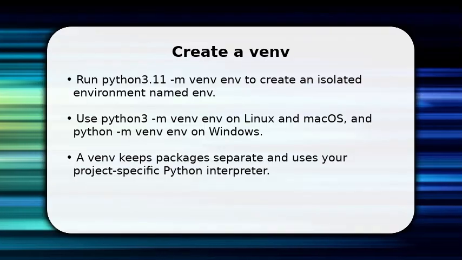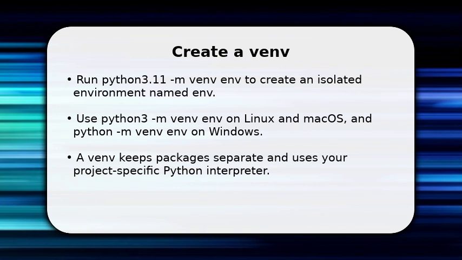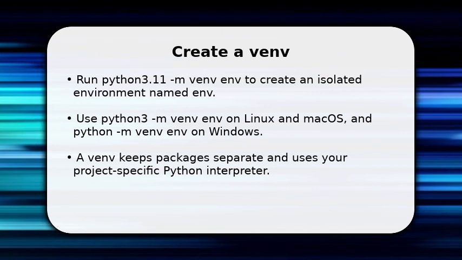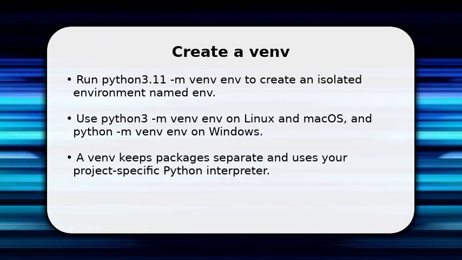Start by creating a virtual environment for your project. Run python3.11 -m venv env to create a directory named env. Use python3 -m venv on Linux and macOS, and python -m venv on Windows. This creates a local Python interpreter and a site-packages folder inside env. The environment isolates dependencies from global packages. Treat env like a project toolchain that you can delete or recreate safely.